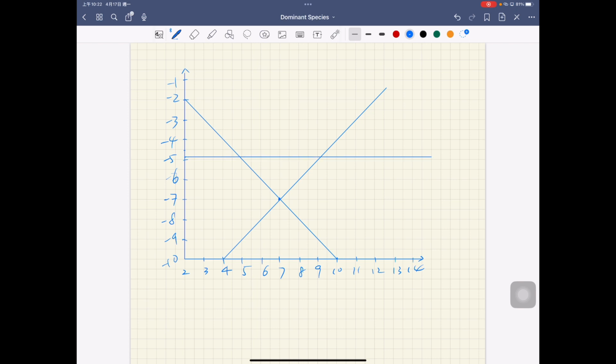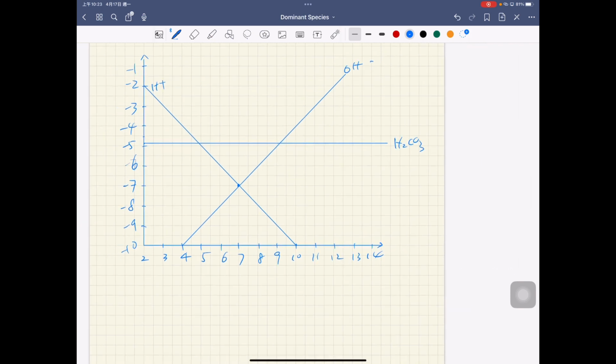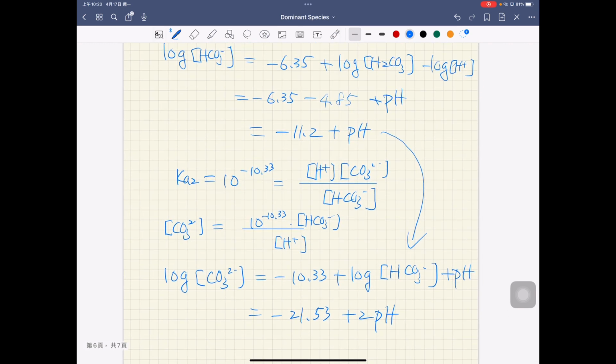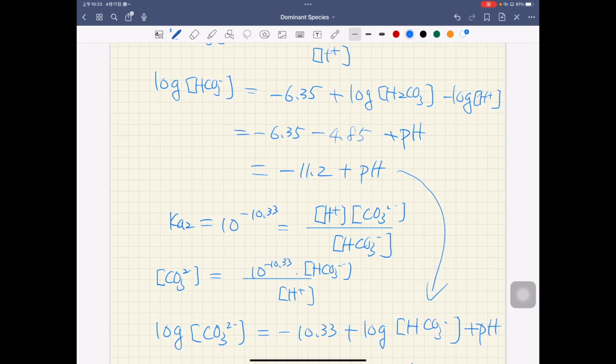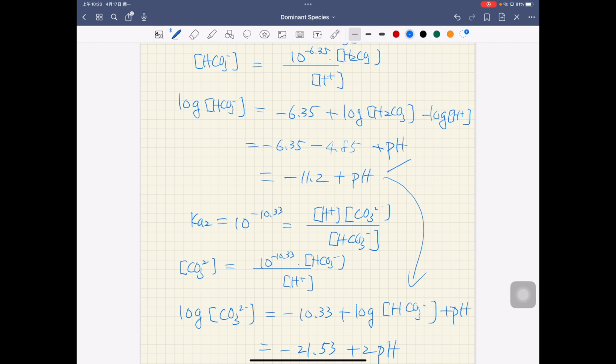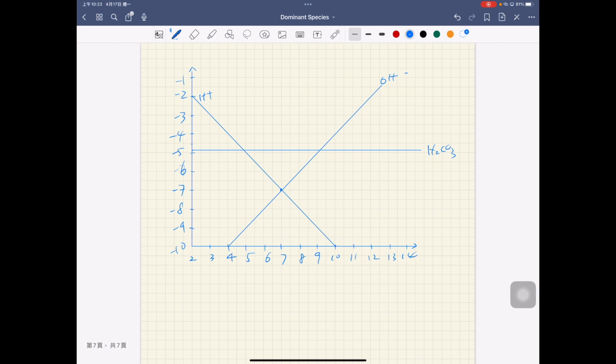Okay? So this is H plus, OH minus, and H2CO3, right? And the other one is, which one? HCO3 minus is minus 11.2 plus pH, right? So you think about that. If I add pH 2 in, at pH 2, it would be how much? Minus 0.92, right? So pH 2 will be minus 0.92.